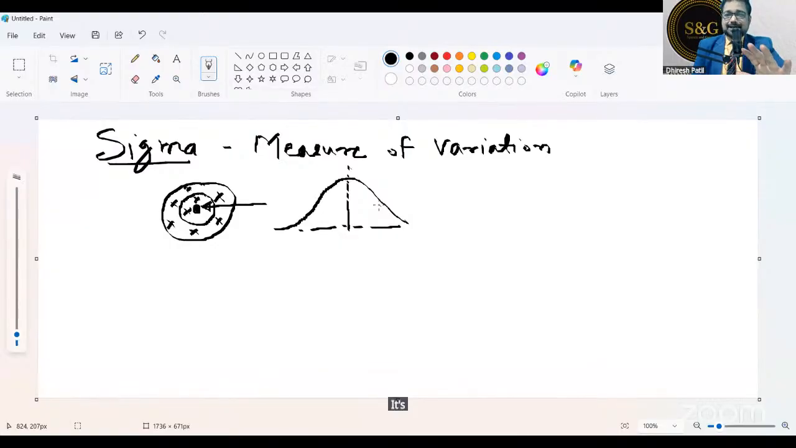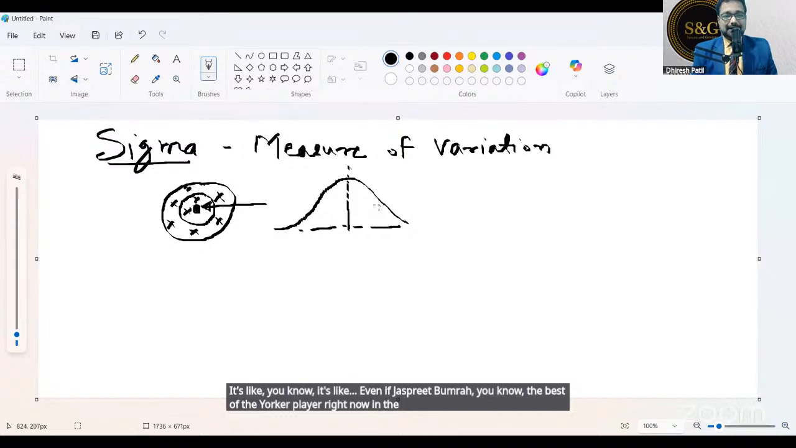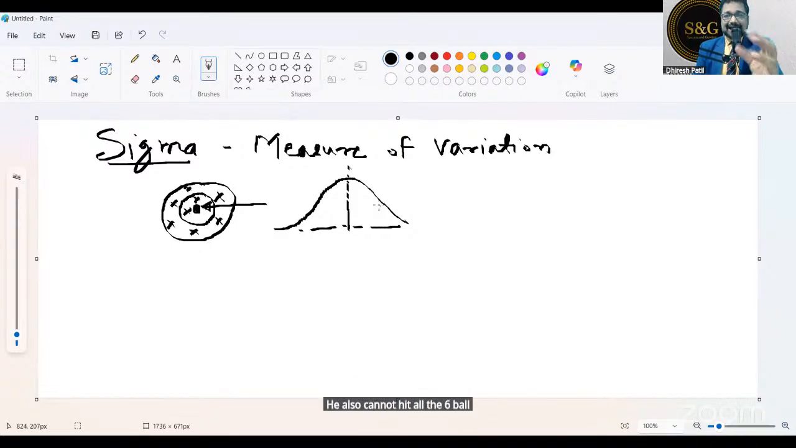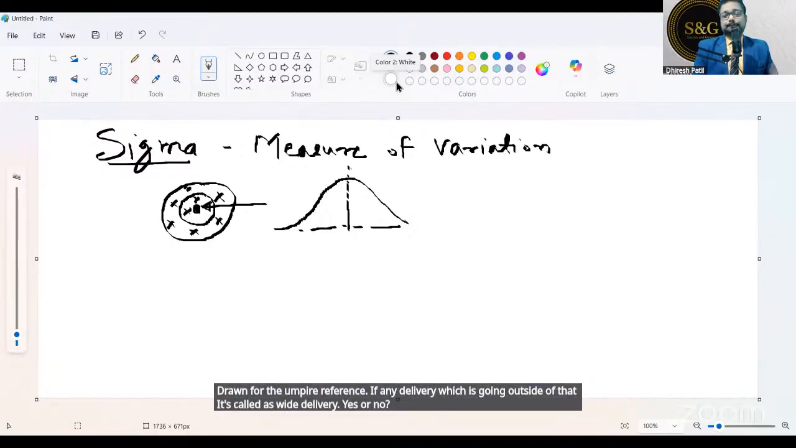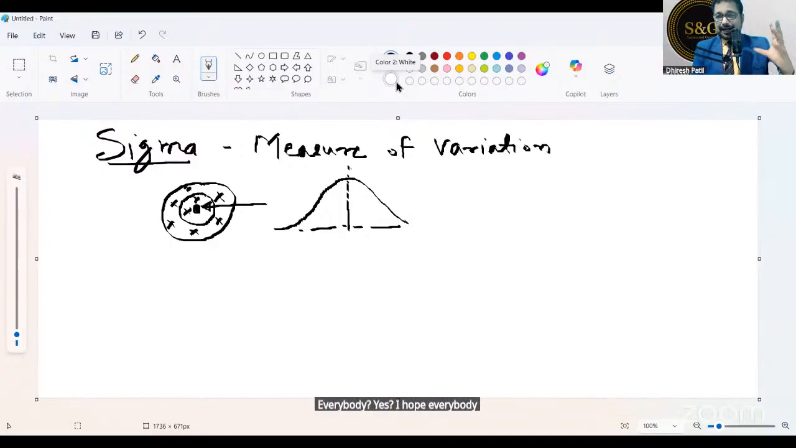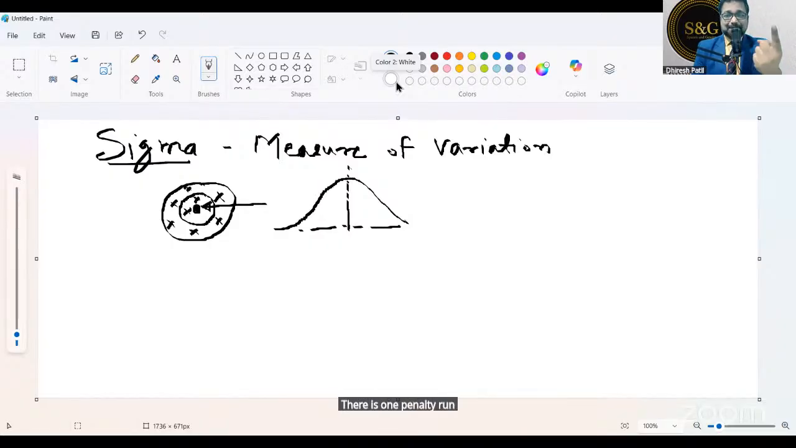Even Jasprit Bumrah, the best Yorker bowler right now in international cricket, also cannot hit all 6 balls exactly on the stump. Yes or no? There will always be variation. And that's why in cricket, we have the wide lines drawn for the umpire's reference. Any delivery going outside of that is called a wide delivery. I hope everybody understands basic cricket, right? There is one penalty run the opposite team gets, and the bowler has to bowl the delivery again.